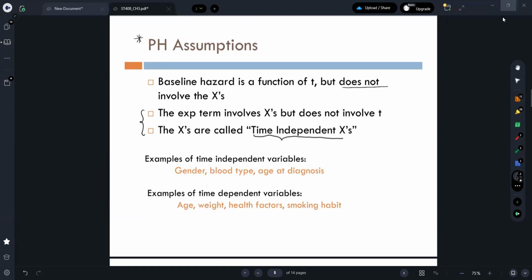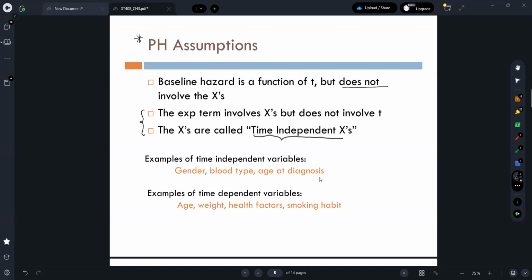Say for example, if you look at variables like gender, right? So nowadays there can be changes, but if you think about the usual situation, gender is not changing all the time for a person. Blood type, right? So when you were born with a certain blood type, it will be there until you die, right? So blood type does not change over time. So it is time independent. Then age at diagnosis, right? So you report the age when you first diagnose a certain disease. So that age, it's not going to change, right? Your age will change, but age at diagnosis, it's going to be there, a fixed value, right?